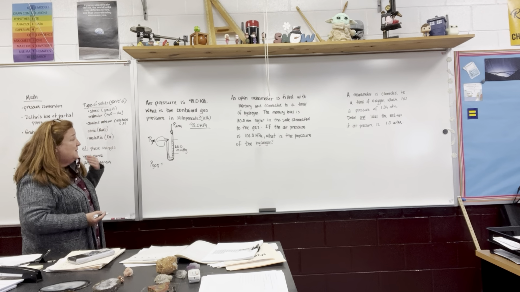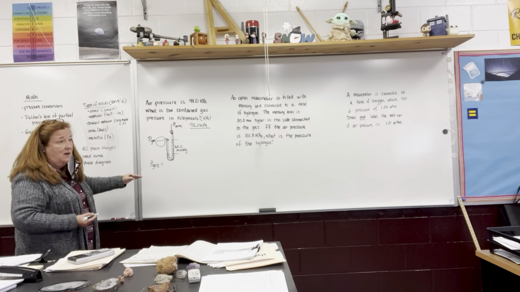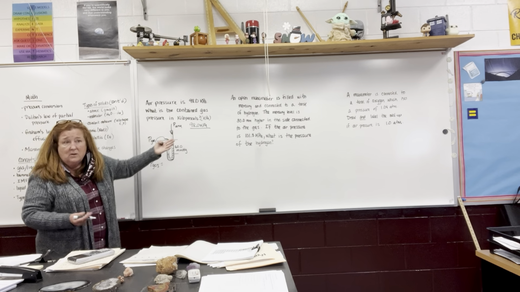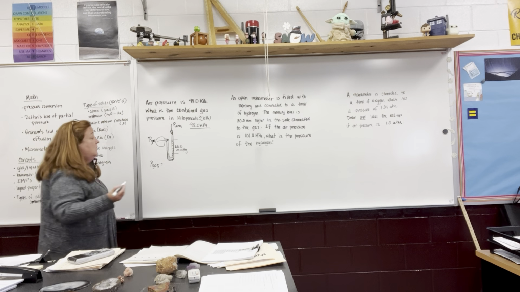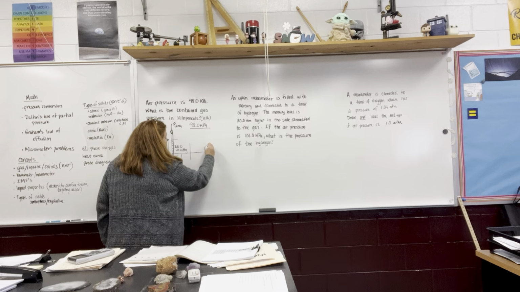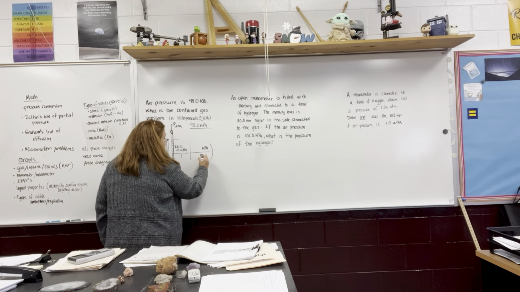And then, because I specifically asked, what is the contained gas pressure in kilopascals, you might as well change that to kilopascals and add it to that. Then you'll be done. So that's what I'm going to do. I'm going to take the 60 millimeters of mercury and I'm going to stick that over 1. I'm looking for kilopascals, so that goes in the top. Millimeters of mercury goes in the bottom.